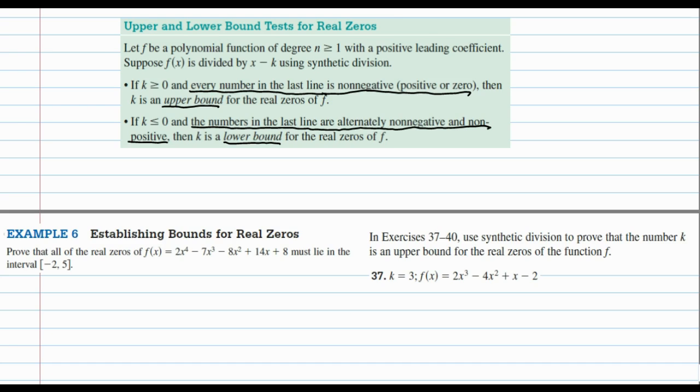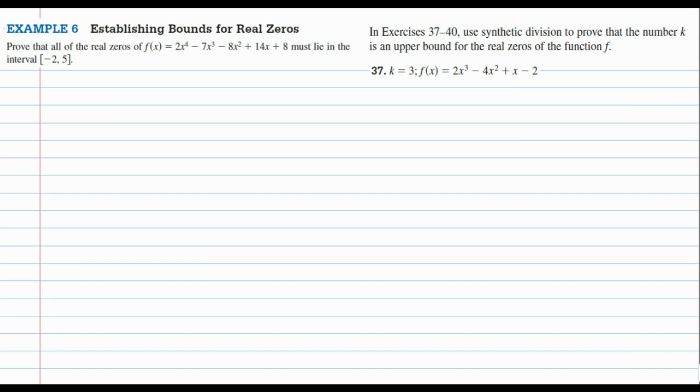So let's look at an example. Example 6. Prove that all of the real zeros of f of x equals 2x to the fourth minus 7x cubed minus 8x squared plus 14x plus 8 must lie in the interval from -2 to 5. This does not say find the zeros. It says prove that all of the zeros are between -2 and 5.